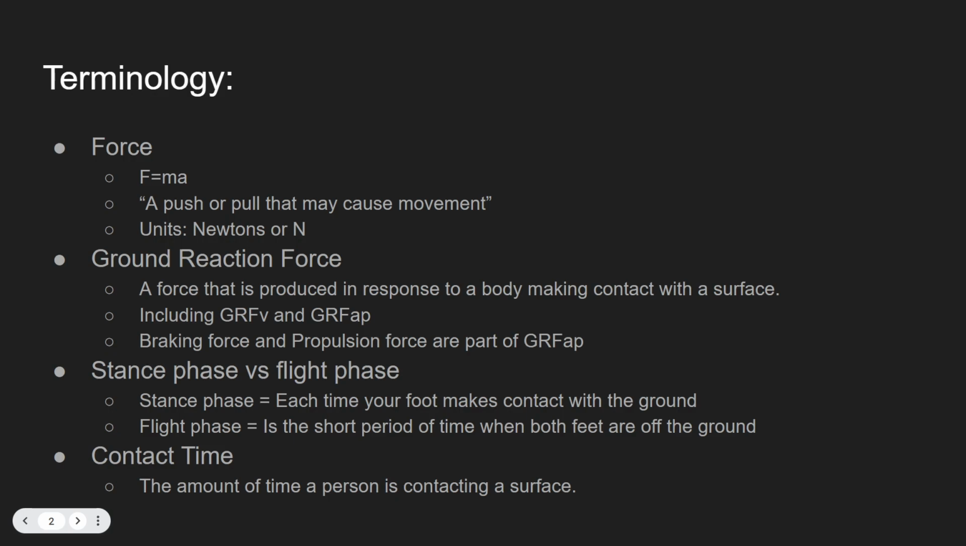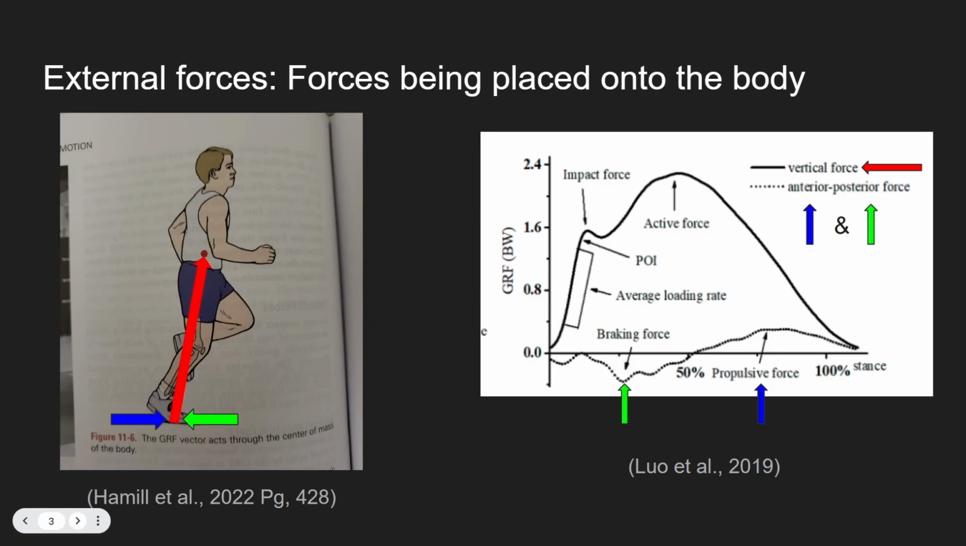And while this occurs in multiple dimensions, the primary dimensions that I want to be talking about are vertical, so up and down, and anterior and posterior, which refers to forward and back. Every time someone is running, there is a stance phase and a flight phase occurring. A stance phase is every single time that your foot is contacting the ground, and the flight phase is every single time that both feet are off of the ground. And every single time there is a stance phase, there is an amount of time that you're contacting the ground, which is simply contact time.